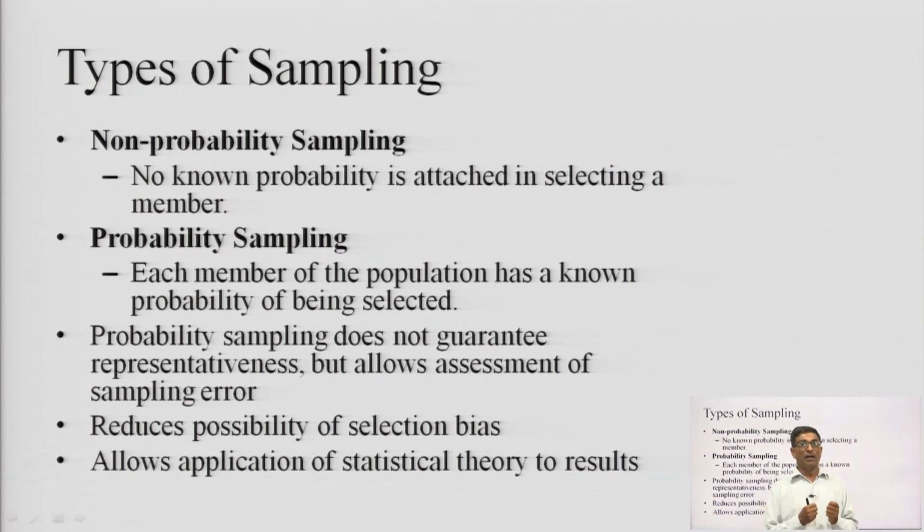Okay? But probability sampling does not guarantee representativeness, but allows assessment of sampling error, because for a good result it is essential the sample should be representative of the population. That means, all the characteristics of the population should be present in the sample, and probability sampling reduces the possibility of selection bias. Also, it allows the application of statistical theory to results.